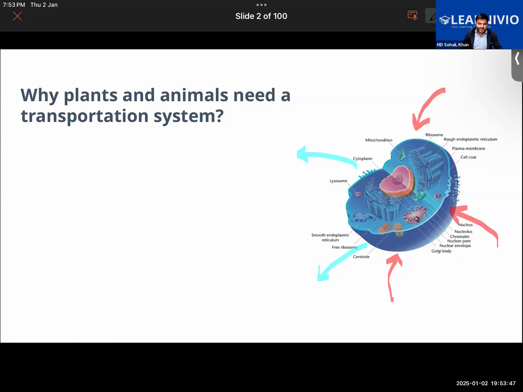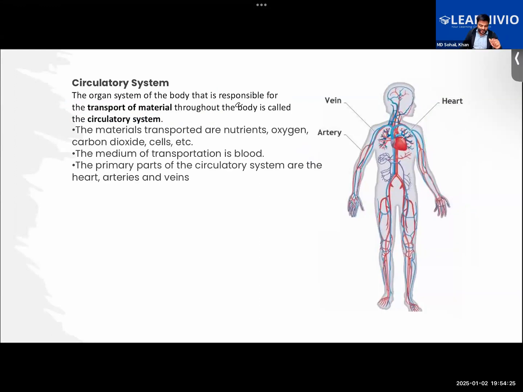So the question is why plants and animals need a transportation system at all. All living organisms, whether plants or animals, need food, oxygen, and water so that they can survive. All these necessary elements need to be delivered to different parts of their body, like the heart, the kidney, the brain, the lungs, and so on. For the transportation of these things to the different places in the body, a transportation system is needed, so that all those necessary things can be provided.